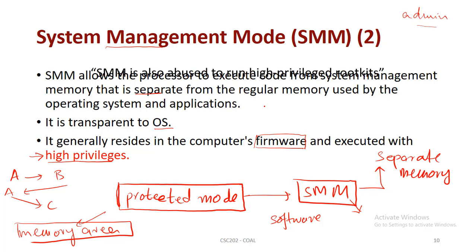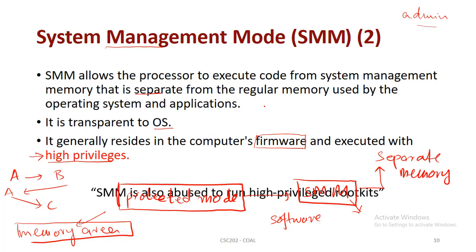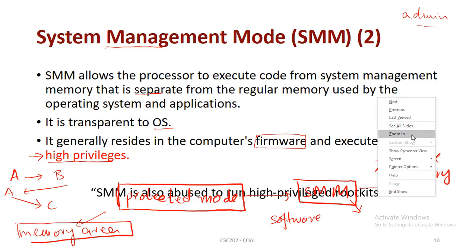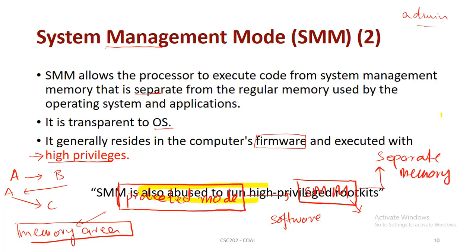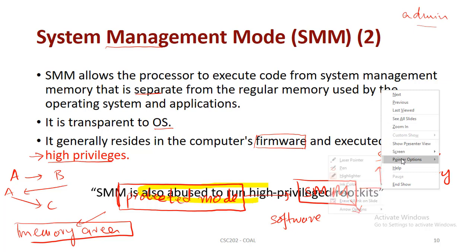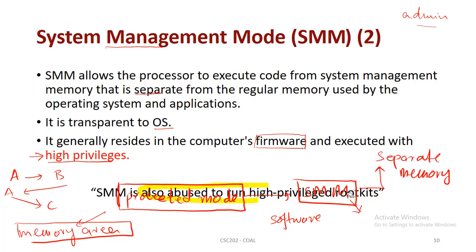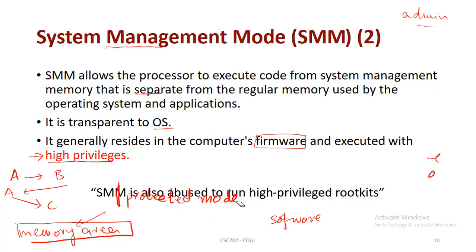And later we'll see, due to this problem, I'll have to clear all these things. Due to this high privilege issue, there are certain rootkits available that can compromise your machine. The SMM is also abused to run high privileged rootkits. So rootkits are malware software.